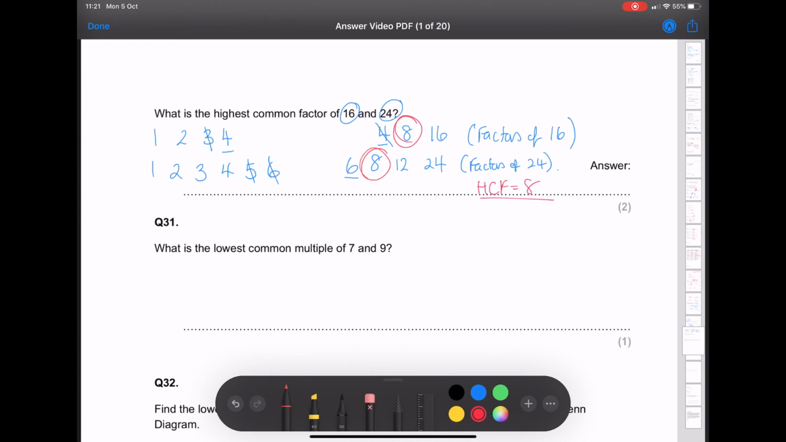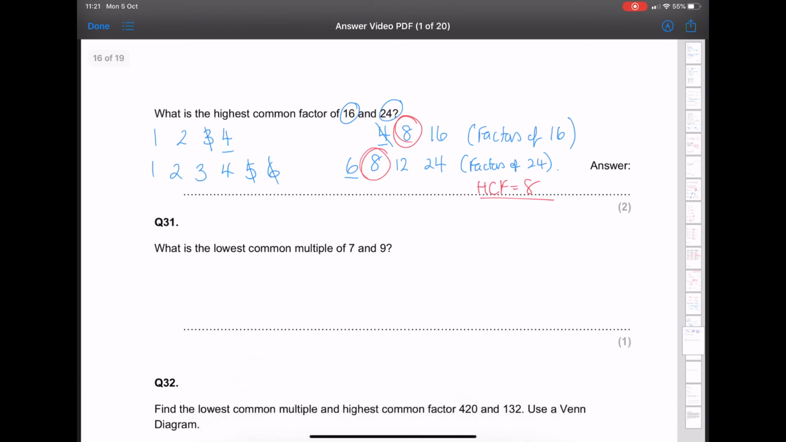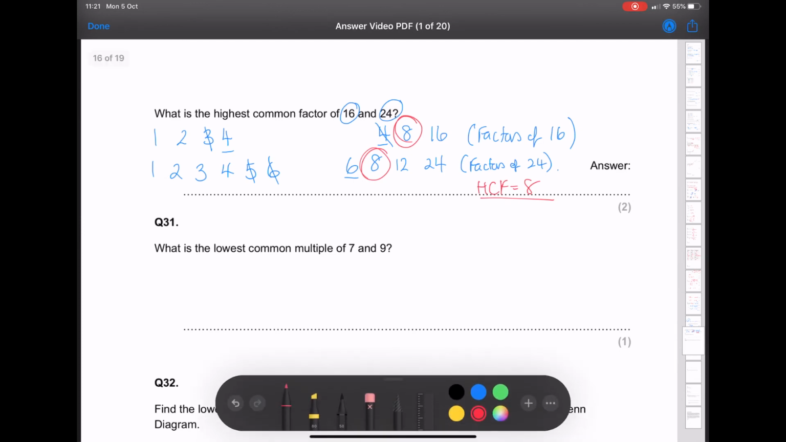Okay, great. So all we need to do now is the next one, and it says, what is the lowest common multiple of 7 and 9? So what I would do here is just write down some of my 7 times tables. If you don't know them, please learn them, or you'd have to count really quick. I'm going to write down my 7 times tables up to about 70, just because I'm thinking about the 9 times table and whether I can see a number in there. So now I'm going to write down the 9 times tables. 9, 18, 27, 36.